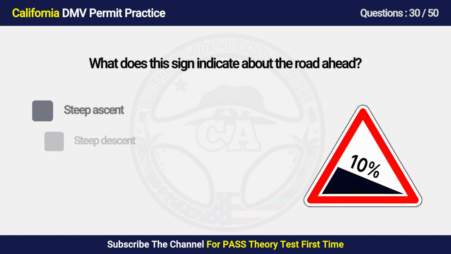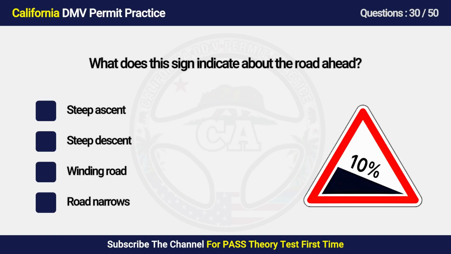Question 30. What does this sign indicate about the road ahead? A. Steep ascent. B. Steep descent. C. Winding road. D. Road narrows.